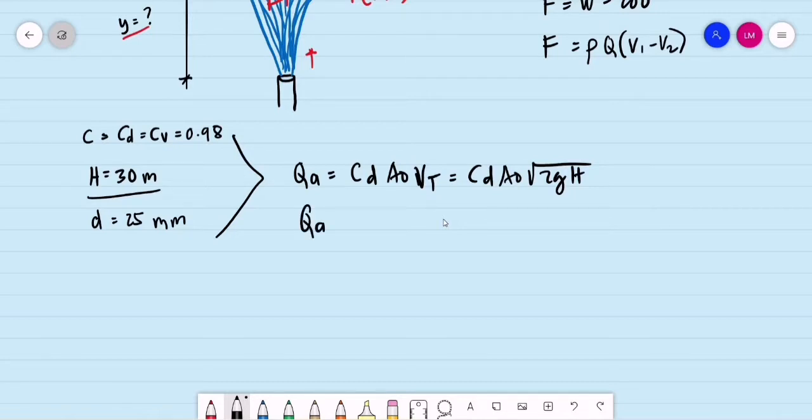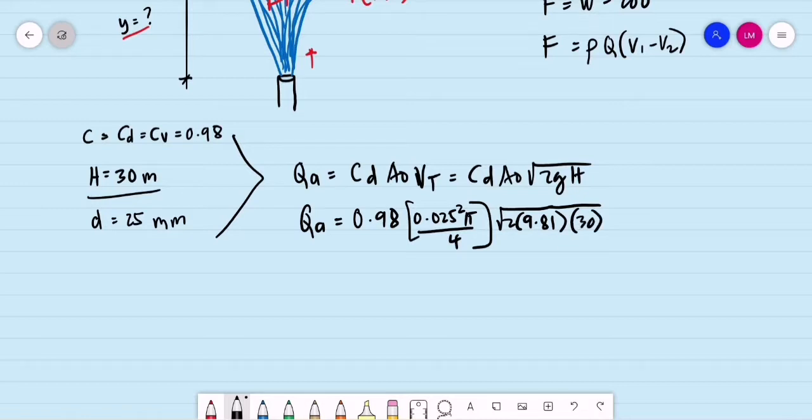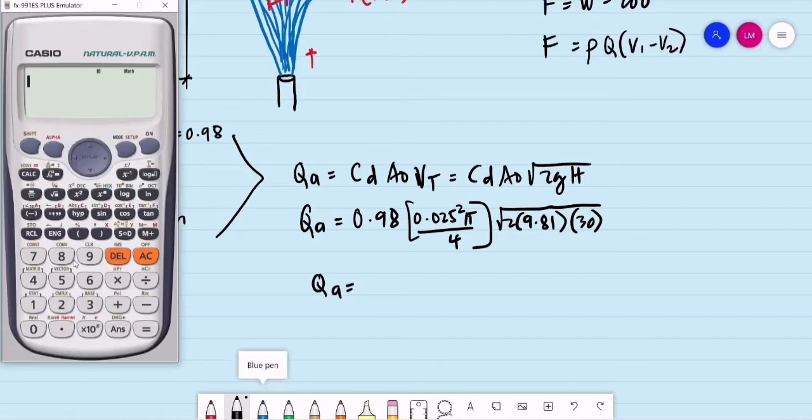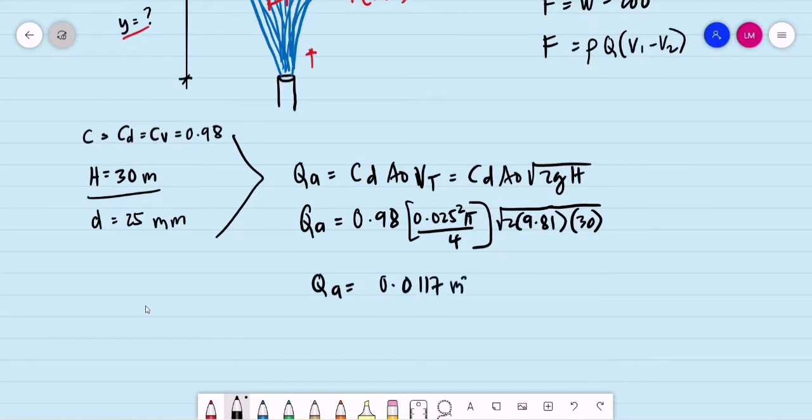So, i-recall lang natin ng konti yung formula natin sa orifice. Okay, so flow rate actual is now equal to coefficient of discharge is 0.98. Area ng orifice, 25 mm, 0.025 squared pi divided by 4. Then the square root of 2 times 9.81 under a head of 30 meters. So, punin natin yung discharge or the flow rate actual. 0.98. Okay, area ng orifice, 25 mm. Multiplied by the square root of 2 times 9.81 under a head of 30 meters. Okay, so sabihin na lang natin 0.117 cubic meter per second.